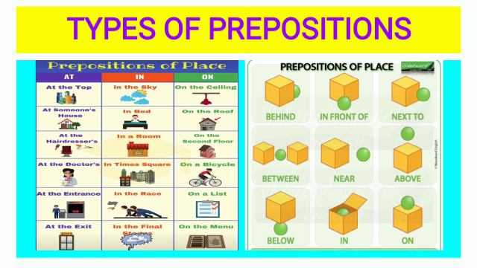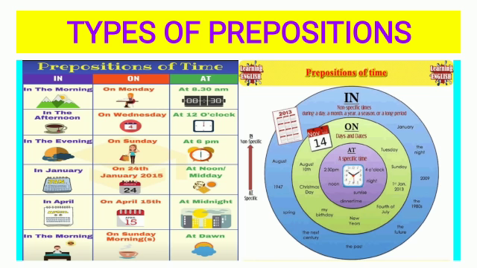So, here is a brief description of preposition of place again with a few more examples. Behind, in front of, next to, between, near, above, below, in, on. They are called prepositions of place. And prepositions of time: in the morning, on Monday, at 8:30. You can see many examples given with a clear picture here.